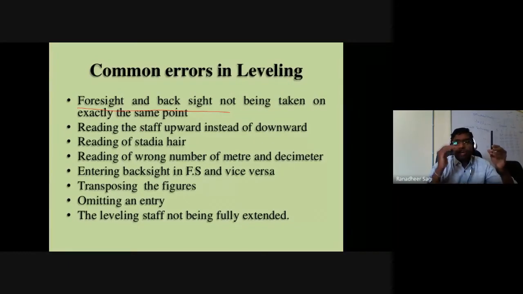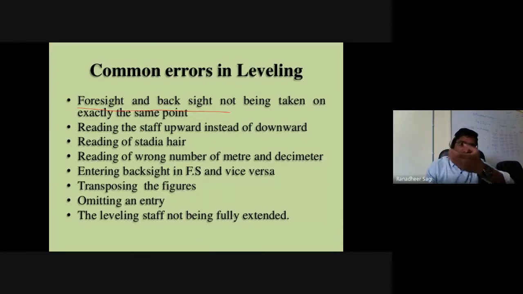The reading of the stadia hair. Stadia hair means that when you focus through the eyepiece, you have a cross-hair which coincides with what is called a red or black mark on your leveling staff. So you should properly focus onto that mark on the leveling staff, indicated either in black and white or red and white, and you should properly read exactly what is to be read from your leveling staff.